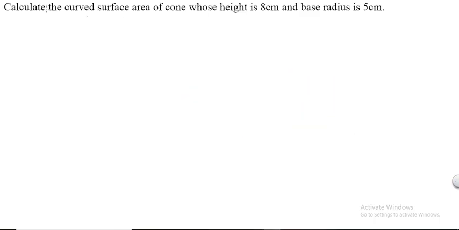For the first example, we're told to calculate the curved surface area of a cone whose height is 8 centimeters and the base radius is 5 centimeters. I'll first write out the solution. Now the next thing I want to do is to dig out my given values. We are told to calculate the curved surface area, so that is what we are finding. The height of our cone is 8 centimeters, so I'll write h is equal to 8 centimeters. The base radius is 5 centimeters, so I'll write r is 5 centimeters.